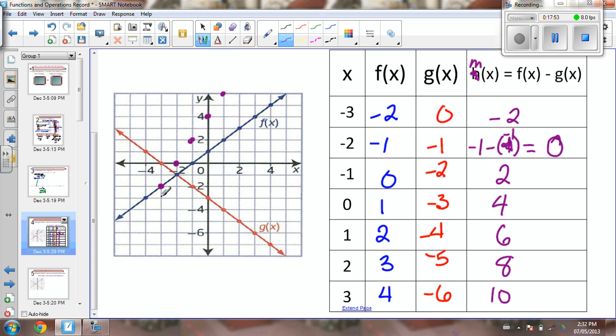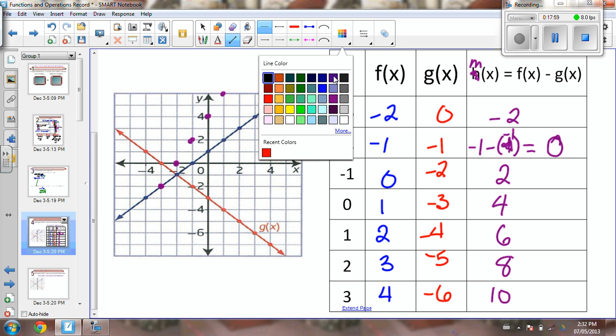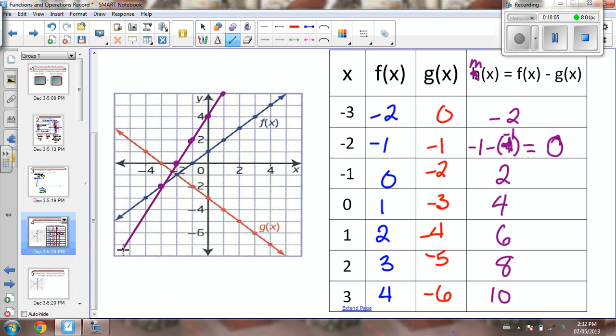So we can see that this formed a nice straight line, so I'm going to take my line tool again. Draw a line through it. And we're going to label that h of x. So in order to redraw a third graph based on the fact that you have two graphs already, you simply have to take your x values, find your corresponding y values, and then add or subtract them together depending on what they ask you to do.